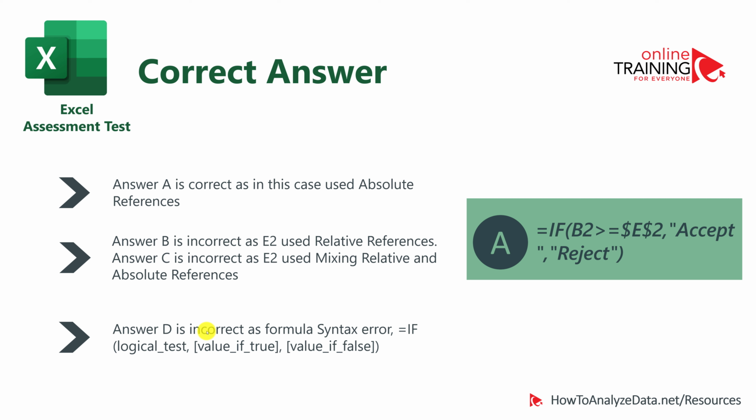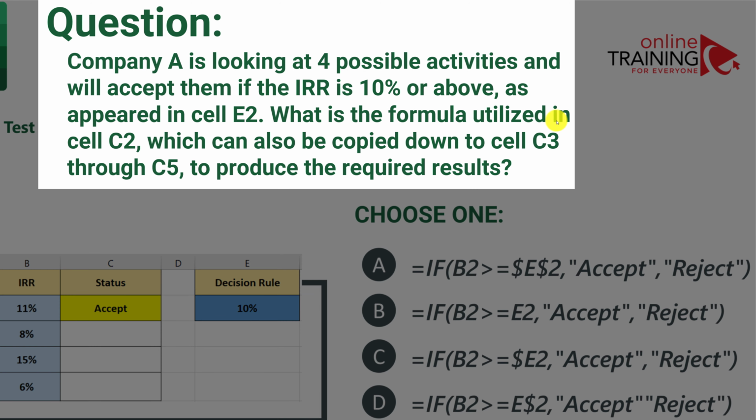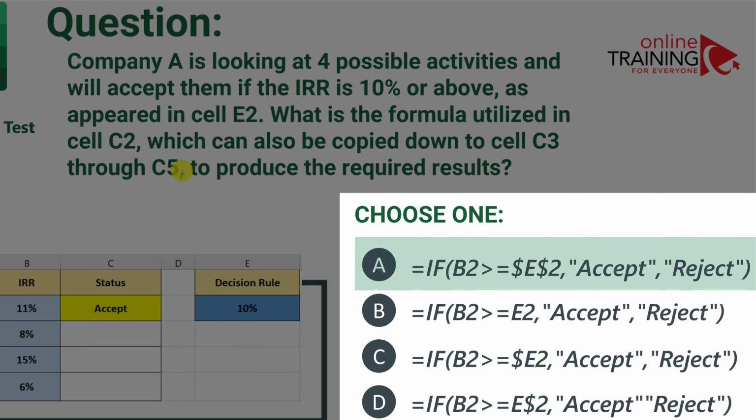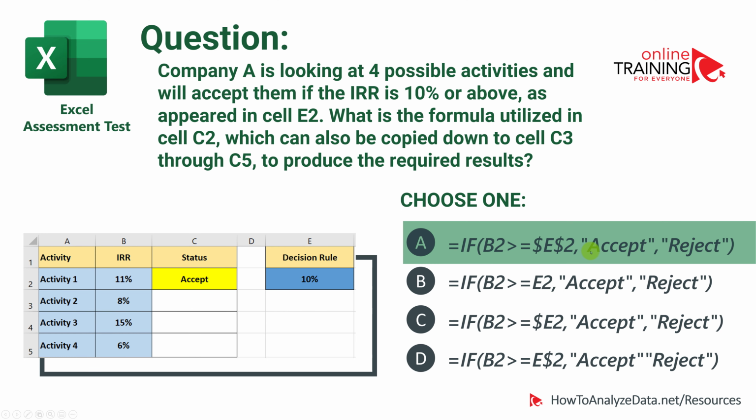It's a tricky question. Some of the answers do lead to the correct results for one cell, but the question itself is asking what is the formula utilized in cell C2, which can also be copied down to cells C3 through C5. That's the part that confuses you, and that leads to only one correct answer here on the list.